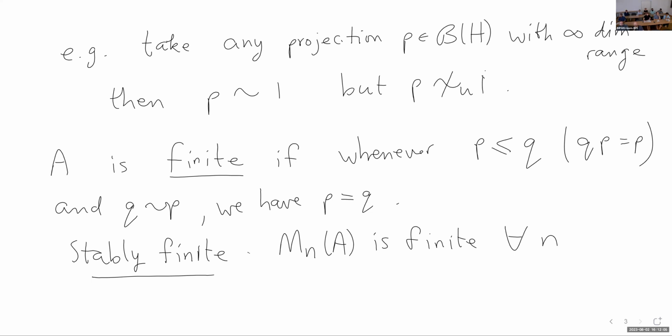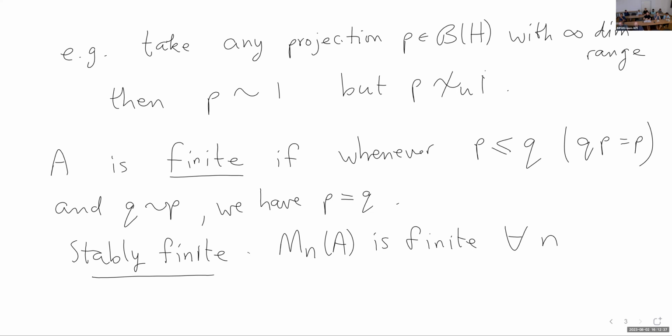What this shows here is that B of H is not finite, because we have a projection equivalent to a proper subprojection. So B of H is not finite. So what's the relation between this finiteness and finite dimensionality, other kinds of finiteness? I think it has to do with this sort of example. This is a projection with infinite dimensional range. This is the kind of situation you want to avoid. So it has to do with finiteness of the projections.